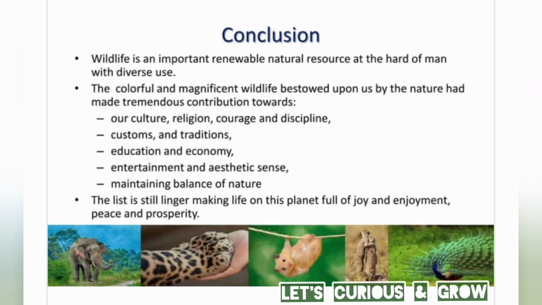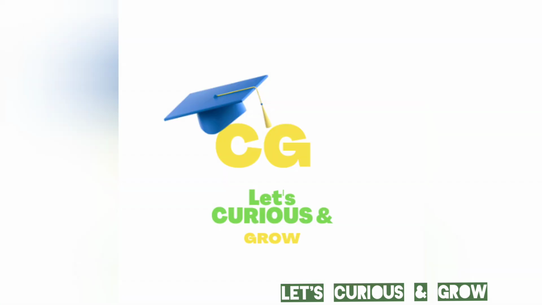For a planet full of joy, enjoyment, peace and prosperity, everything needs to be cared for. Our culture, religion, courage and discipline are important, our customs and traditions are also important, our education and economy are important, and our entertainment and aesthetic sense is also important. But among all these categories, maintaining the balance of nature is the most important. So that's all about today's lecture regarding the introduction of wildlife biology as well as positive and negative aspects. I hope you clearly understand the positive and negative aspects.